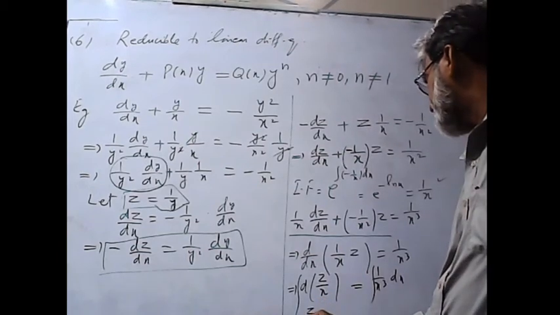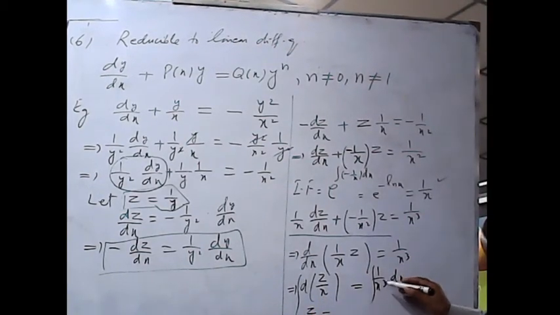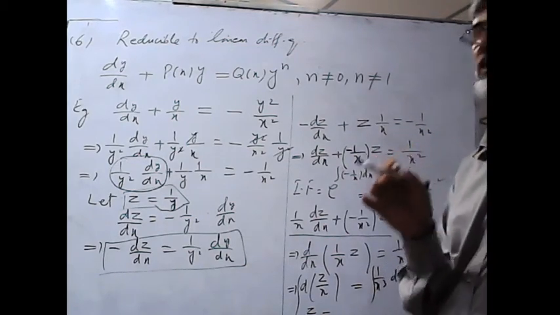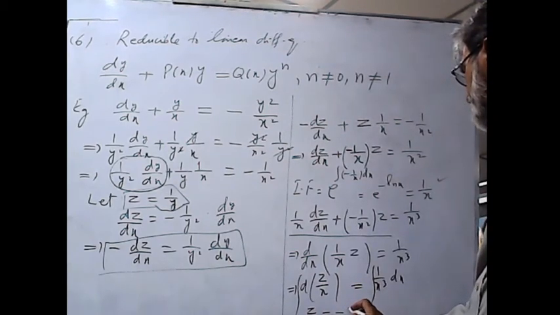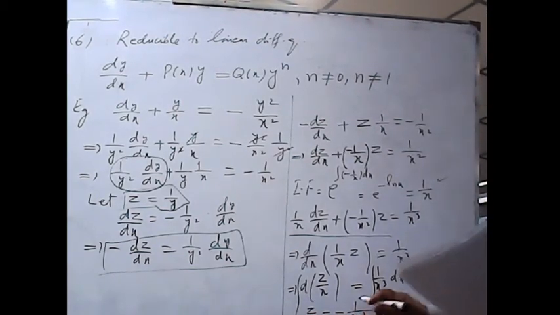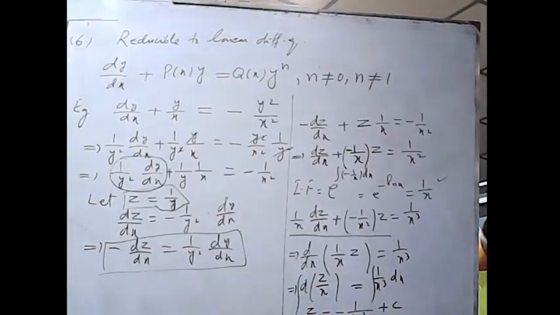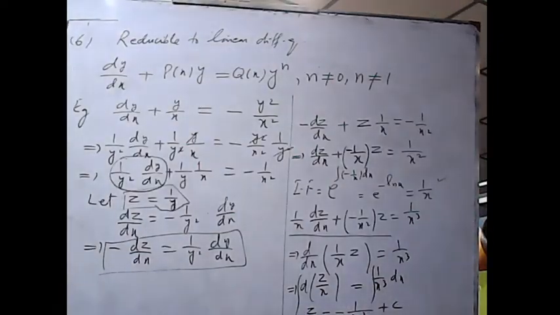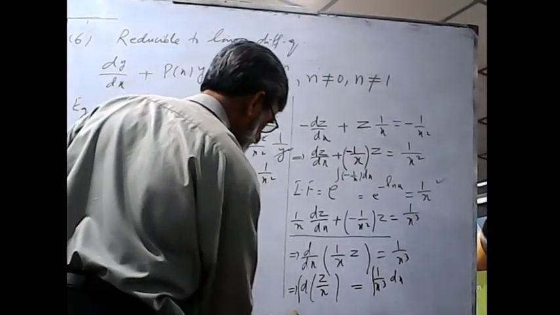So z upon x is equal to the integral of this, meaning consider x power minus 3, then minus 3 plus 1 upon minus 3 plus 1, power minus 2 upon minus 2. So you can write directly minus 1 upon 2x square plus c. After substituting and finding the result, you can also mix one step, so I write this step here to view.